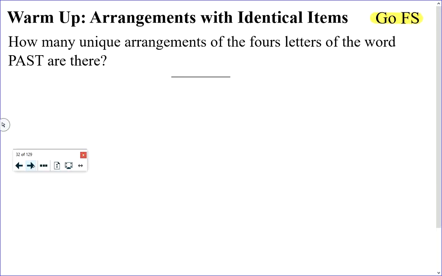Okay, so let's now get back to the lesson here, or get the lesson started. If I asked you how many unique, which means different arrangements of the 4 letters of the word past are there, that's really a trivial question to answer, isn't it? 4 factorial. Which I'm guessing that everybody knows is 24.